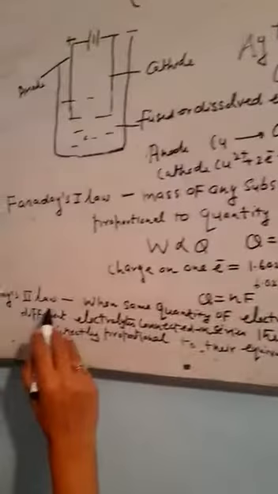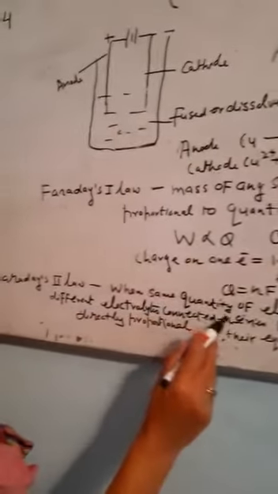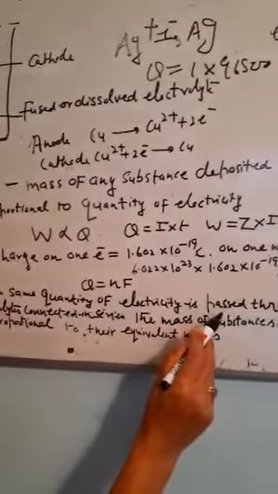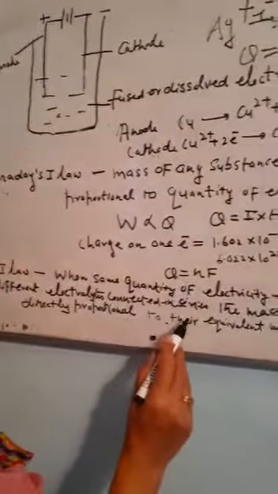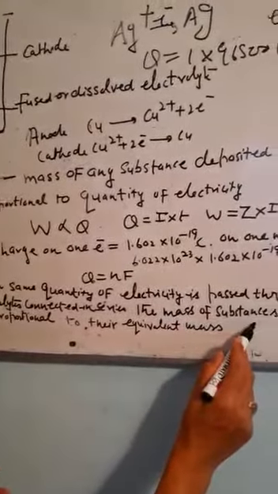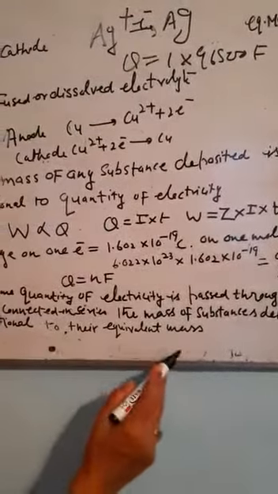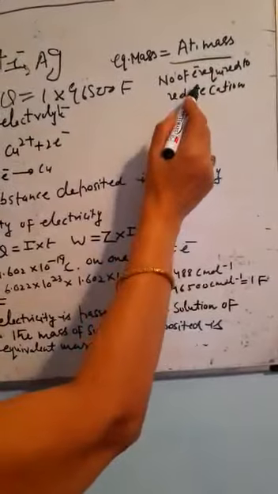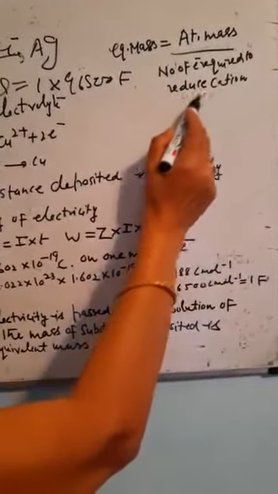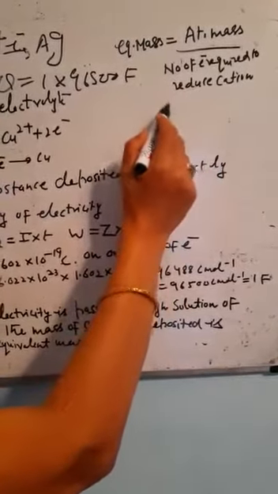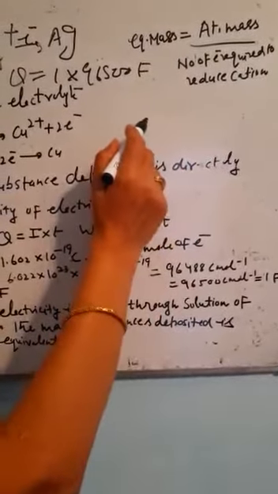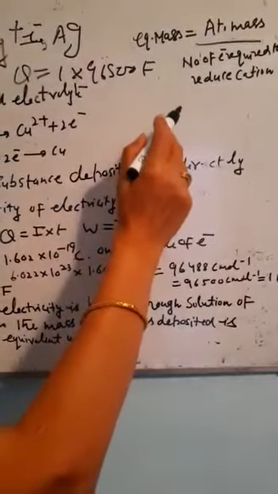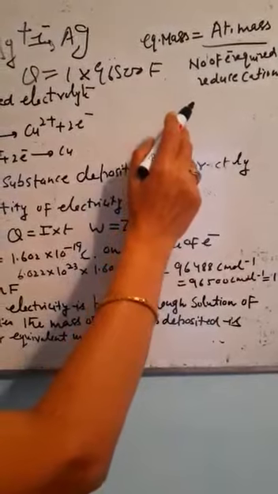Then there is Faraday's second law. When the same quantity of electricity is passed through solutions of different electrolytes connected in series, the mass of substance deposited is directly proportional to their equivalent mass. Now equivalent mass is equal to atomic mass divided by number of electrons required to reduce the cation. We can calculate quantity of electricity just by knowing the equivalent mass of each and every metal.